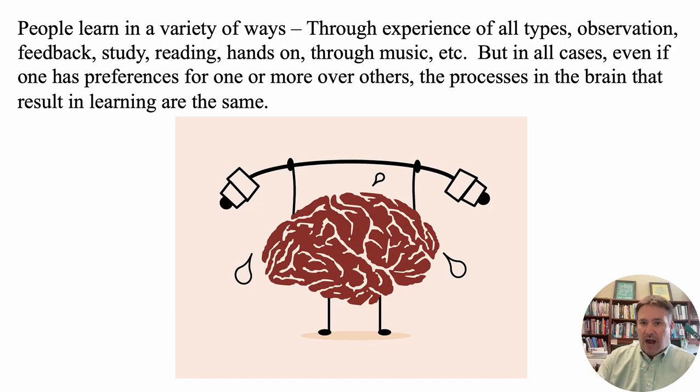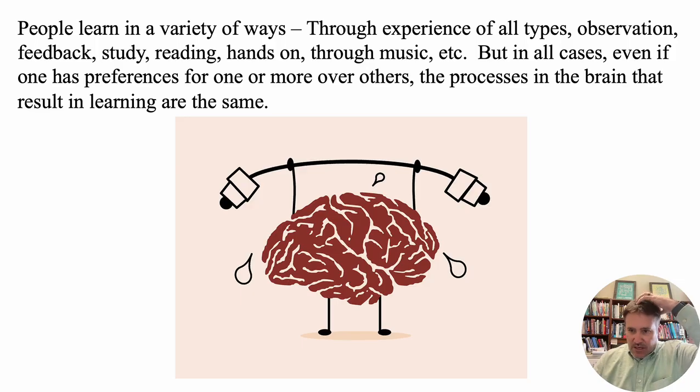And I have preferences within those. If I have a choice between sitting down and opening a book and reading it or listening to a lecture of the same thing, I have a preference. If I have an option between doing something hands-on in a science lab or reading about it, I have a preference, right? But those preferences are just that.